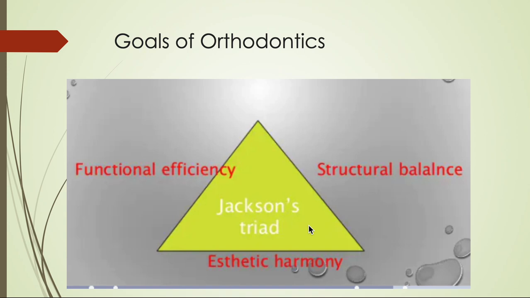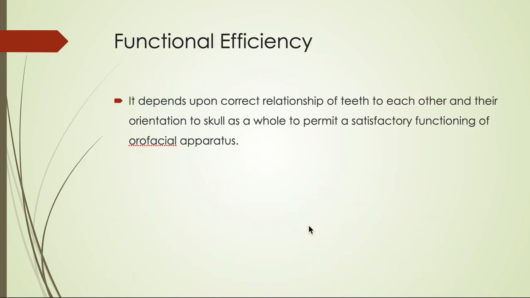Next is goals of orthodontics. What are the goals of orthodontics? According to Jackson, who has given Jackson's triad, the goals of orthodontics consist of three things: functional efficiency, structural balance and aesthetic harmony.